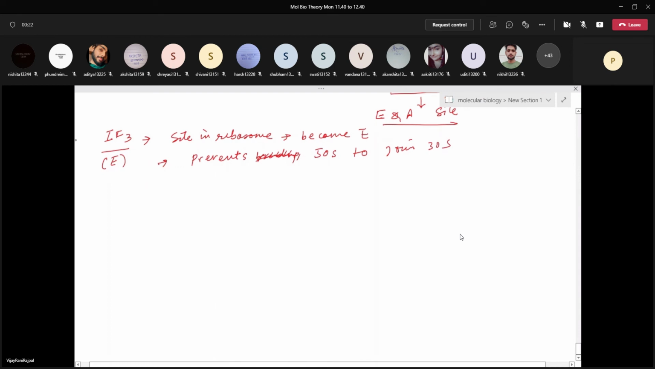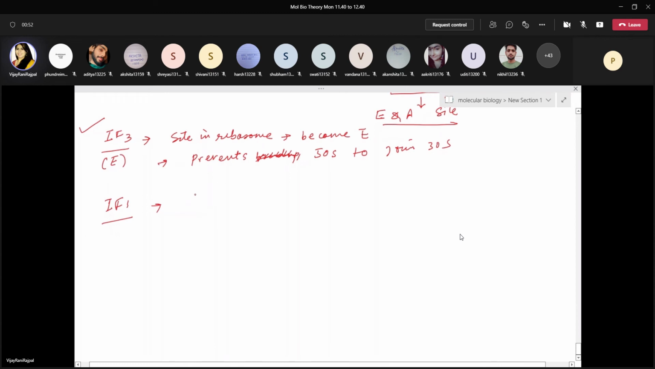So the binding of IF3 is giving time for whatever has to happen before the whole ribosome is formed. Are you getting my point? Yes, ma'am. Otherwise, when I do it, things will become more clear. As of now, it just prevents 50S from joining 30S, or the formation of a complete ribosome. That is the function.